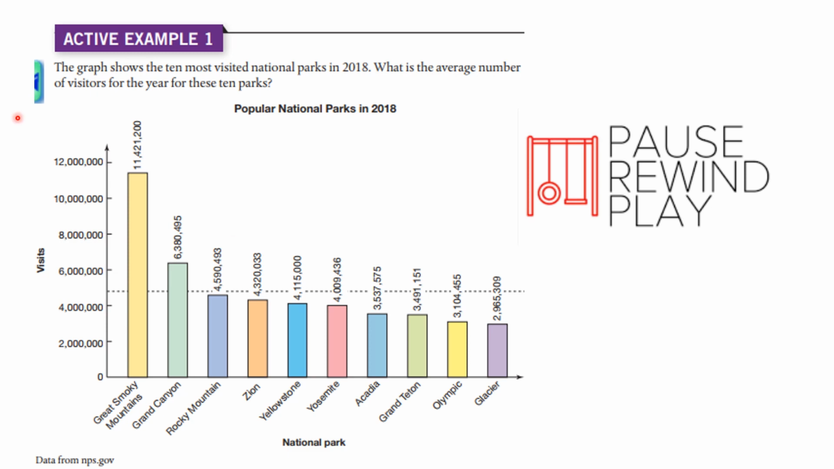Let's look at an active example. So this graph shows the 10 most visited national parks in 2018. What is the average number of visitors for these 10 parks? So there they are. You can see that the Great Smoky Mountains was the highest, and Glacier National Park was the 10th most popular. So please pause the video, work this problem, and we'll see how you did. Let's see how you did.